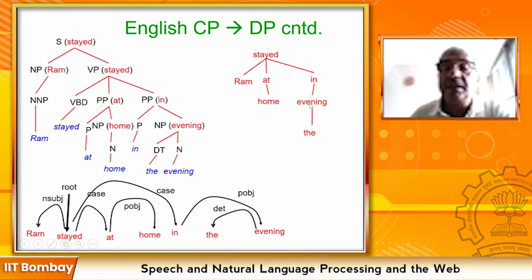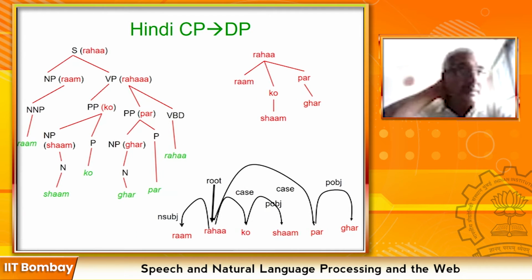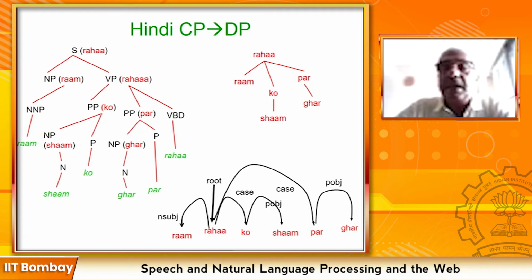at home, in evening, evening the. Hindi doesn't demand an article before the noun, this is also a peculiarity or characteristic of languages. There are languages for which an article is compulsory before a noun. In English, for example, a singular noun cannot stand alone. It needs either a, an, or the, except for plurals.